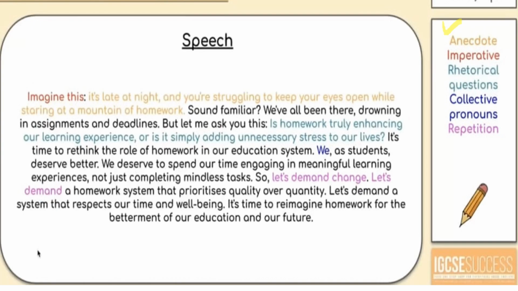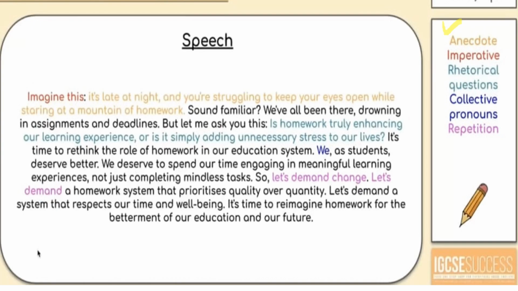Imagine this. So imagine this is an imperative. I've told you that they start with a verb. It's late at night and you are struggling to keep your eyes open while staring at a mountain of homework. Sound familiar? So an anecdote is given.